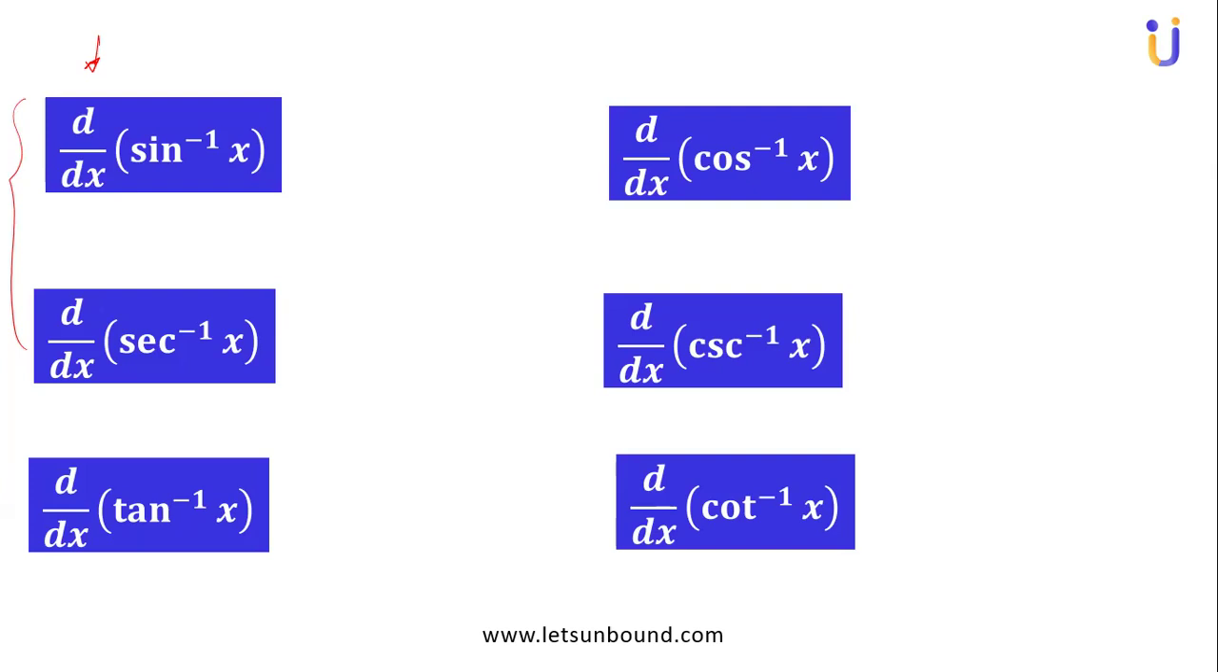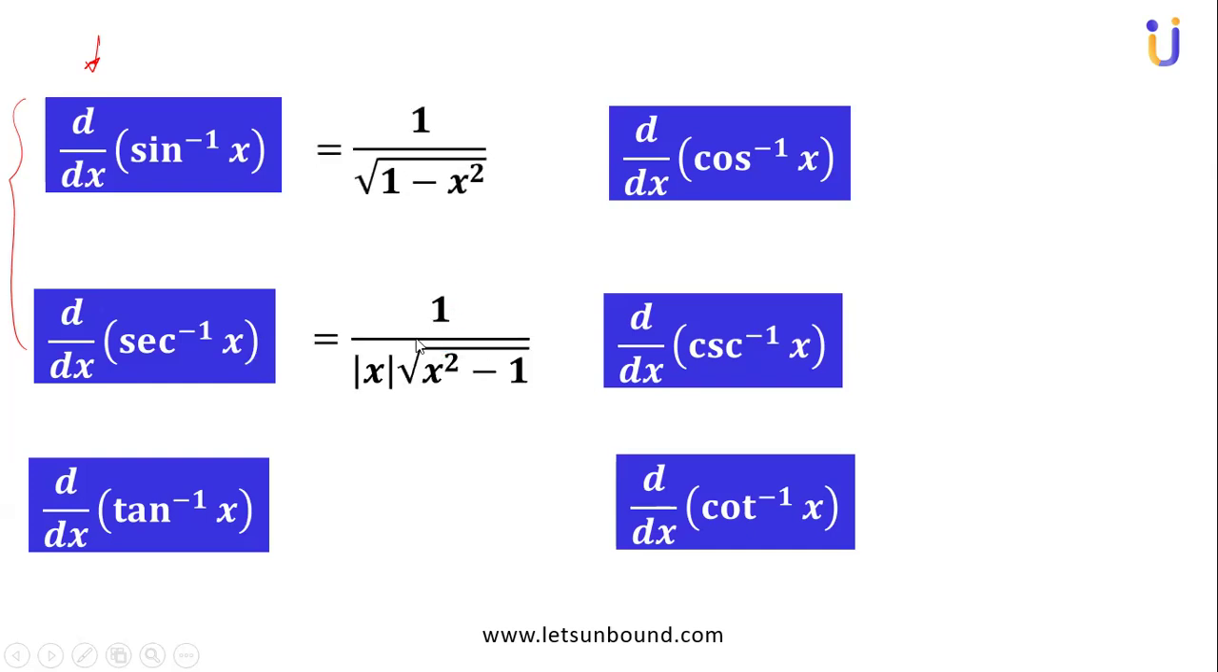On the left side, for sine inverse, it is 1 by square root of 1 minus x squared. When it is secant inverse, it is 1 divided by modulus x square root of x squared minus 1. When it's tan inverse, it doesn't have any root at all. Tan will not have any root. It is 1 by x squared plus 1.